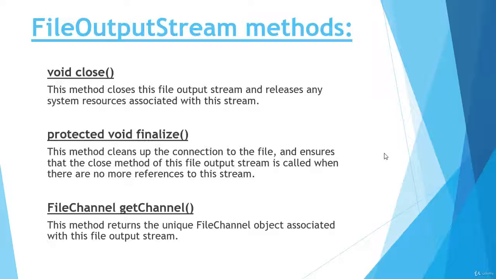Next we have the finalize method. This method cleans up the connection to the file and ensures that the close method of this FileOutputStream is called when there are no references to this stream. So this is a protected method. Its access modifier is protected, and this method basically cleans up the connection to the file, and it also ensures that the close method mentioned above has been called properly, when there are no references to this stream.